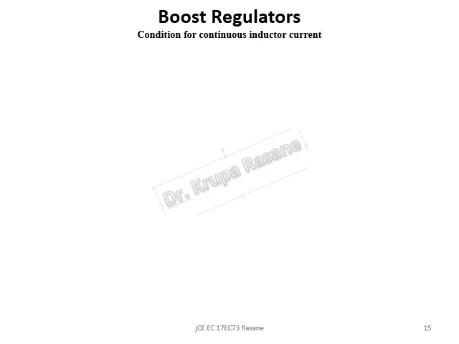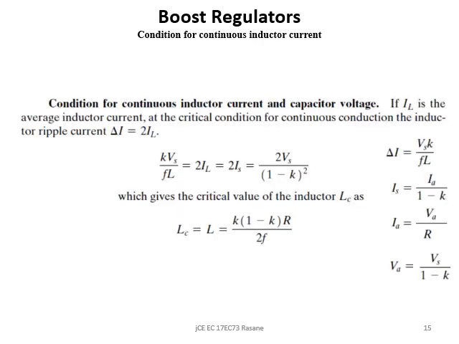Okay, now what is the condition for continuous inductor current and capacitor voltage? Now we have to find the critical value of the inductor and the critical value of the capacitor, so that the current through the load is going to be continuous, that is, DC. So how do we evaluate that? Now we know that delta IL is equal to 2 into IL. This I have also explained during the buck regulator. Since the ripple current goes from I2 to I1, the average of the current is nothing but the DC current.